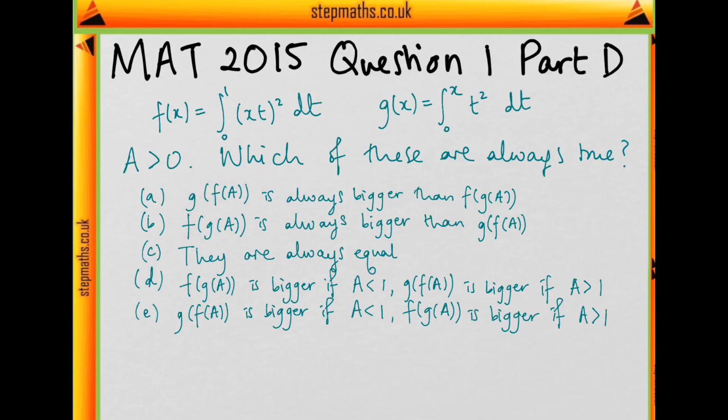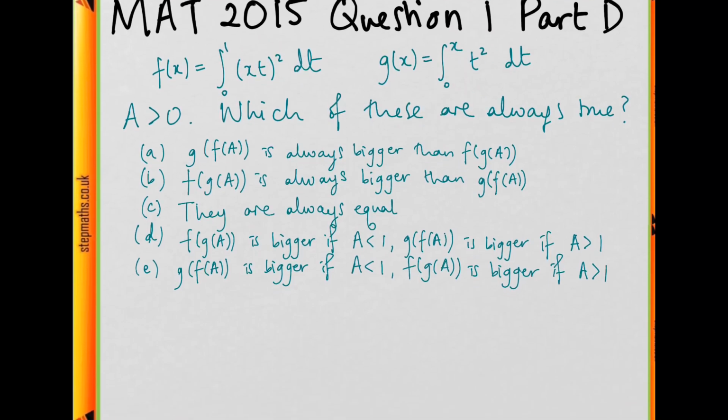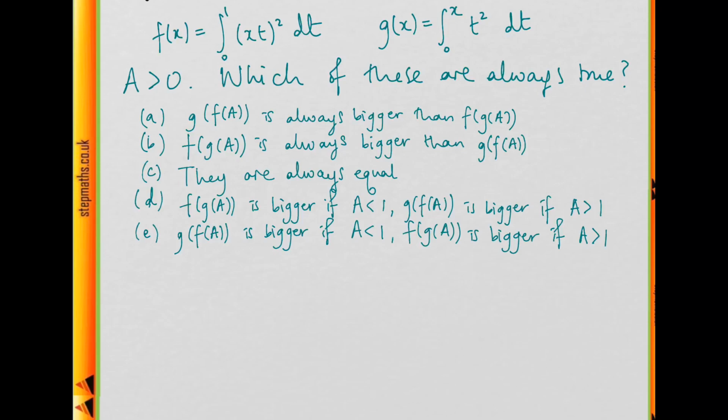So f and g are defined in terms of these integrals, which are a bit annoying, but they are just of polynomials, so we can just evaluate these. So let's look at f of x first. f of x is equal to the integral from 0 to 1 of x squared t squared dt. If we ignore the f of x and just look at this integral, we're integrating over t. So here x is just a number that we're putting in.